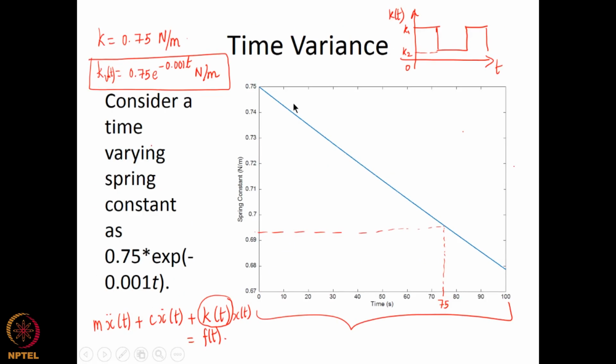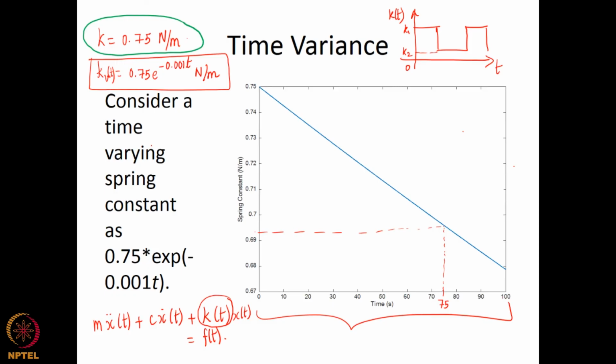So, let us now look at time variance. In the previous case the system was linear time invariant, the model was a linear ODE with constant coefficients. Now, let us say instead of having a constant spring constant of 0.75 Newton per meter, the spring has a time varying spring constant of the form 0.75 e power minus 0.001 t Newton per meter. So, the spring constant is slowly decreasing from the initial value of 0.75.